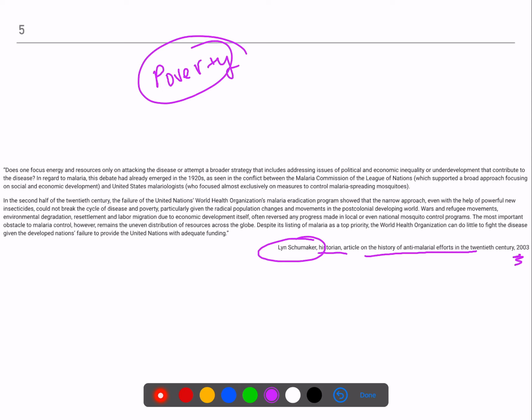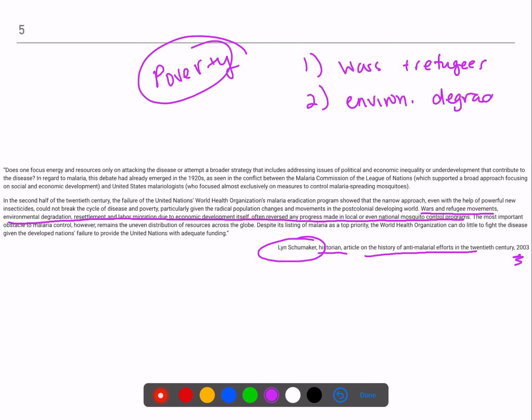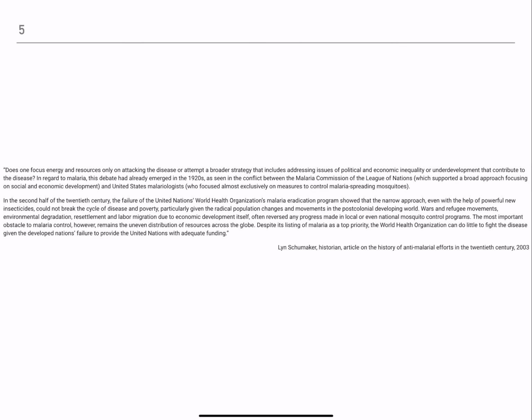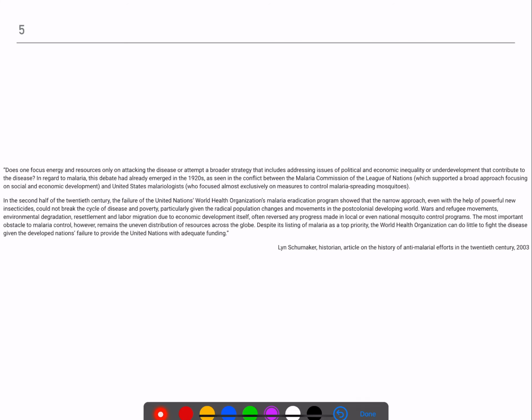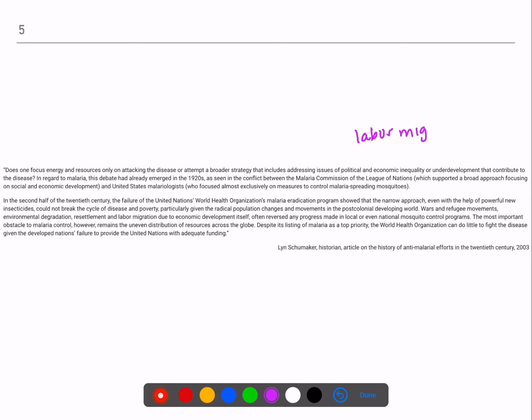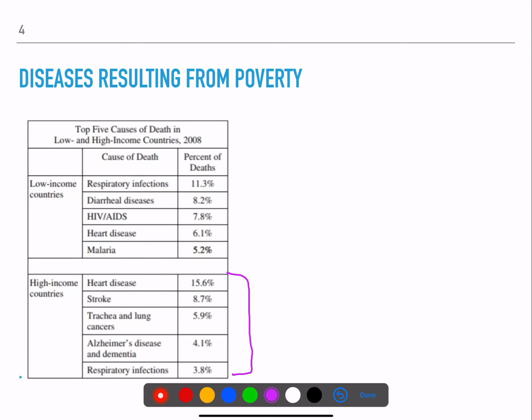So why are low income countries more susceptible to these types of diseases? Here we go. One, wars and refugees. Two, environmental degradation. Three, resettlement and labor migration. This is really what we're looking for in terms of why these are low income country problems, and high income countries have different problems. They have problems of longevity and lifestyle.